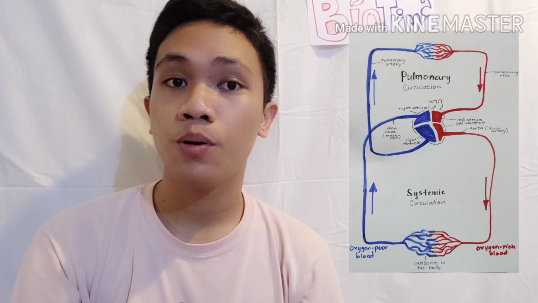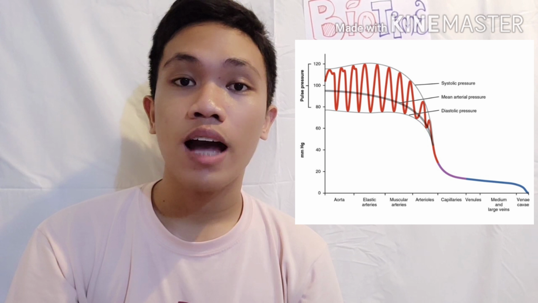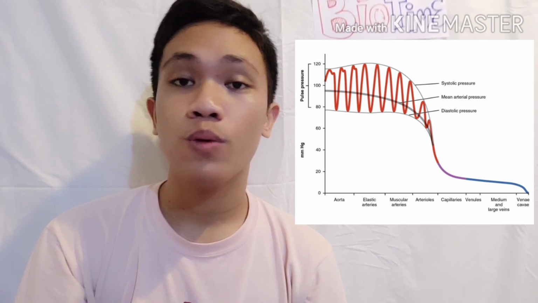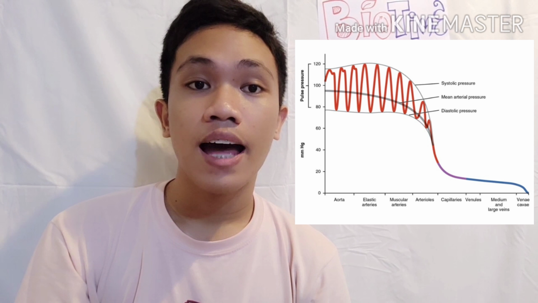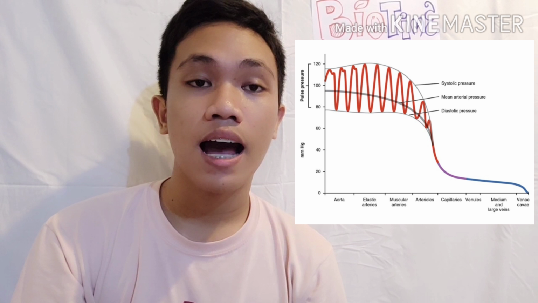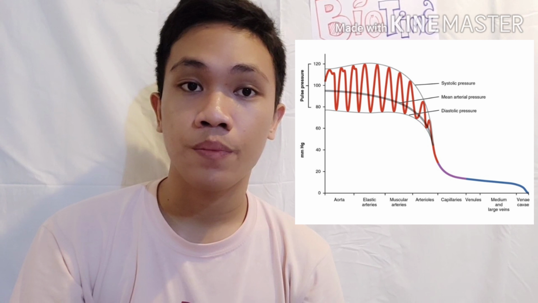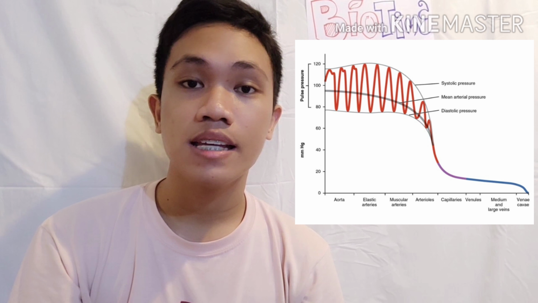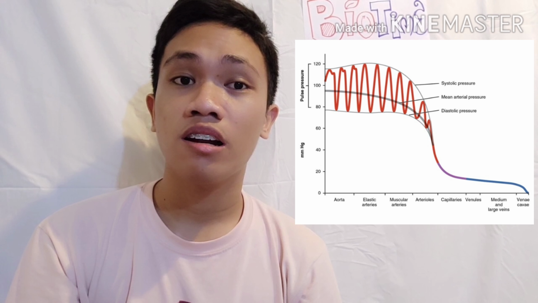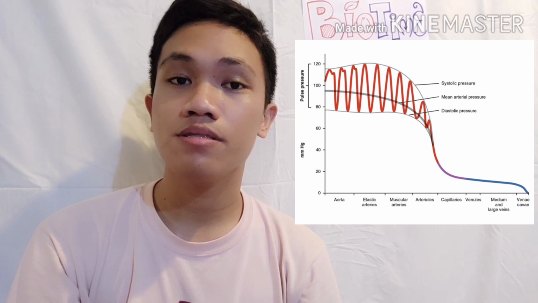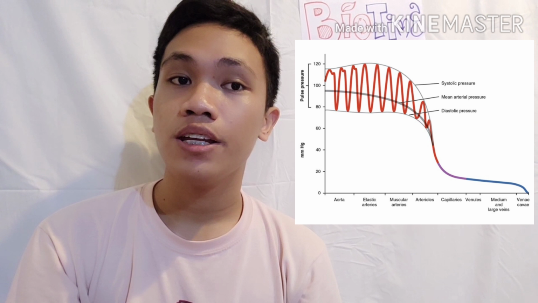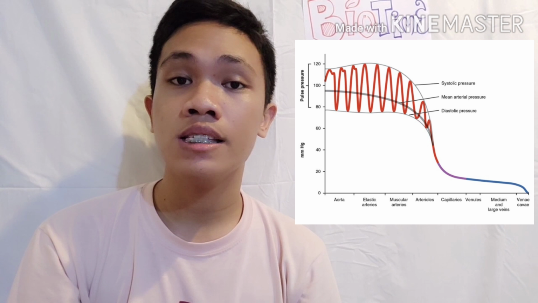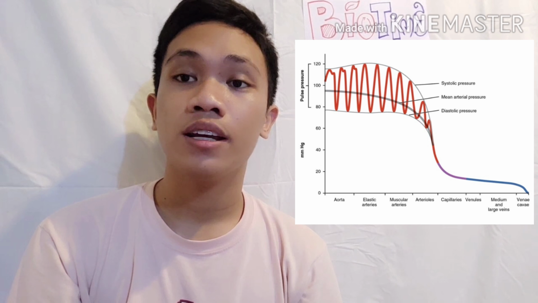If we rank the components of blood pressure throughout specific blood vessels, we can see in the graph that the aorta has the highest blood pressure, and it is followed by the elastic arteries, muscular arteries, arterioles, capillaries, venules, medium and large veins, and lastly, the vena cava.